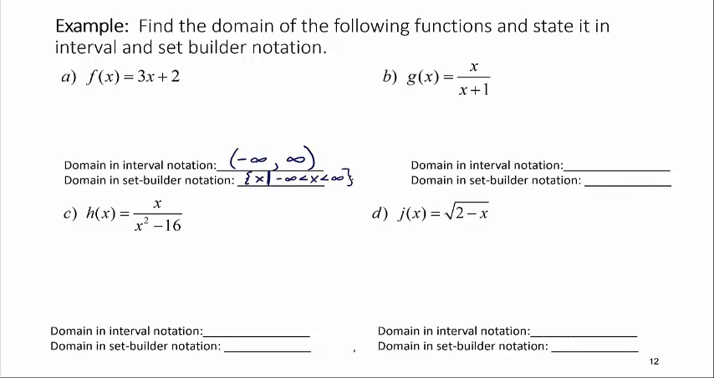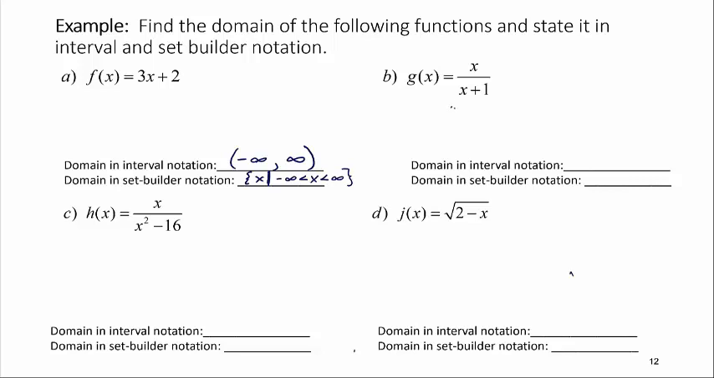Now, with this next example of g of x equal to x over x plus 1. So right off the bat, I'm looking at that denominator. I'm like, oh, there's a variable in the denominator. That's going to be problematic, right? Because if there's a value of x that makes the denominator 0, that cannot be part of the domain.